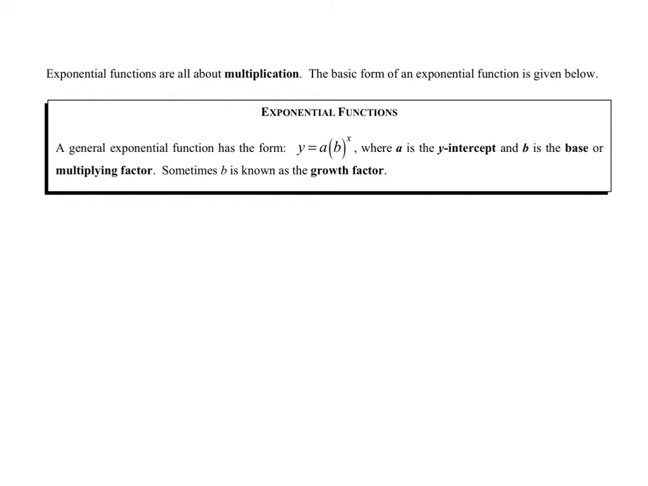I want to take the time to reinforce these skills. A general exponential function has the form y equals a times b to the x power, where a is my y-intercept. Another word for y-intercept is my starting point, my starting value. And my b is the base, or the multiplying factor. What am I multiplying by? Sometimes it's known as my growth factor, but I want to be careful on that because we're not always growing. Sometimes we are also decaying.